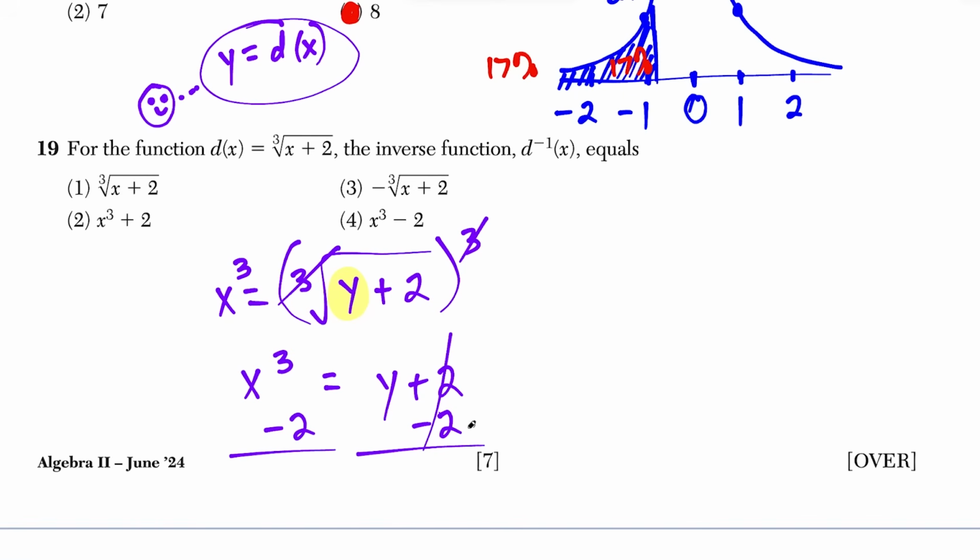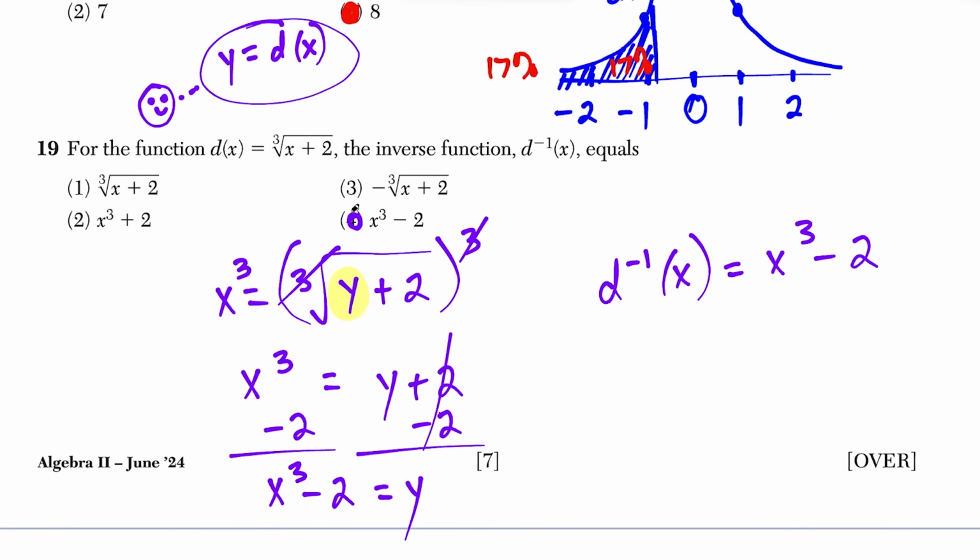And this is going to give us x to the third minus 2 is equal to y. And this is our inverse function. D inverse of x is equal to x to the third minus 2. And this is going to match up with choice 4.